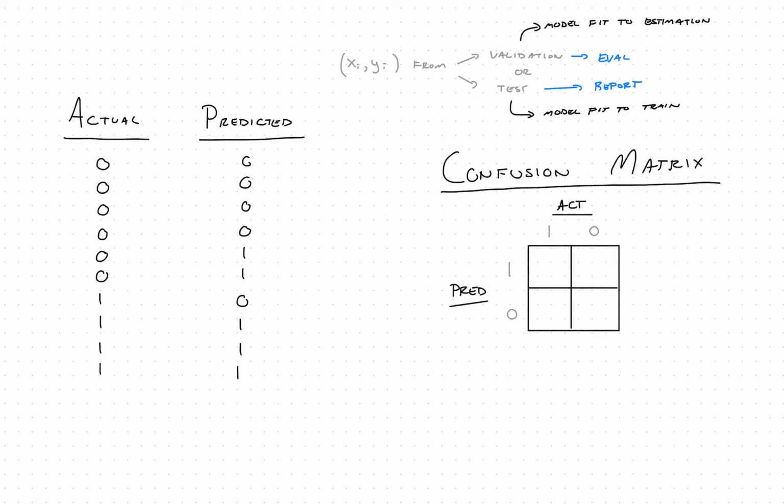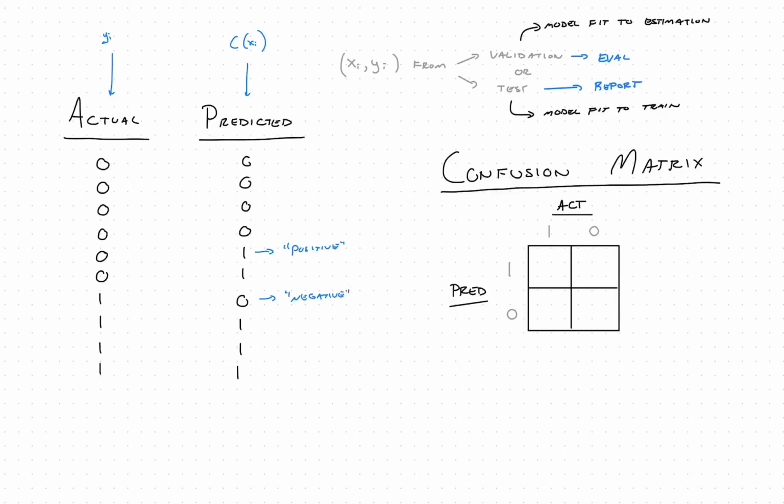So the actual data is the yi's, and this could be either in the validation set or the test set. More on that in a second. And then the predicted, in this case, would be, we trained some classifier and we got the output of it. And here's what we get, right? So we have actual zeros and ones and predicted zeros and ones. And again, remember that in binary classification, we often call the 1 the positive class and 0 the negative class.